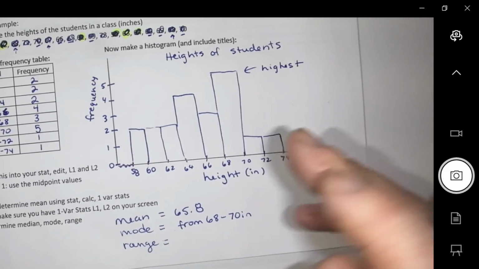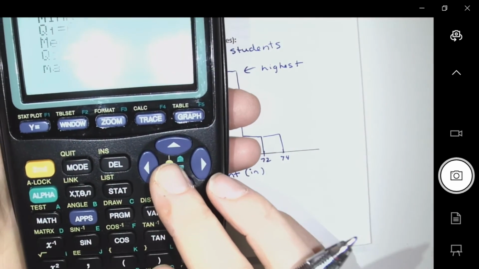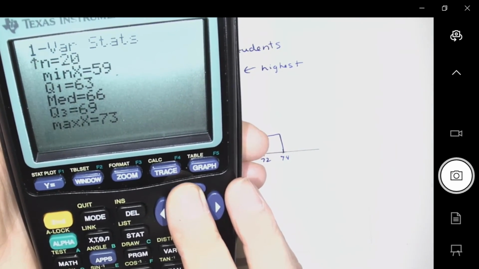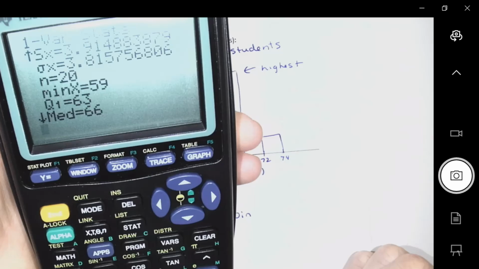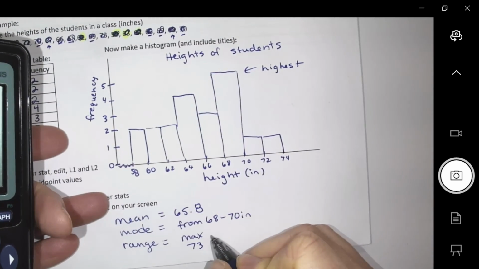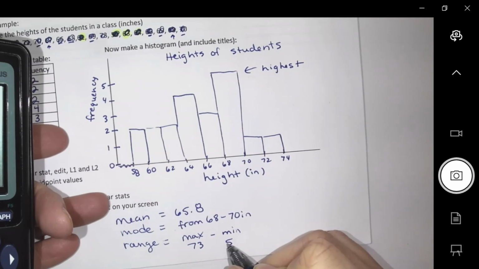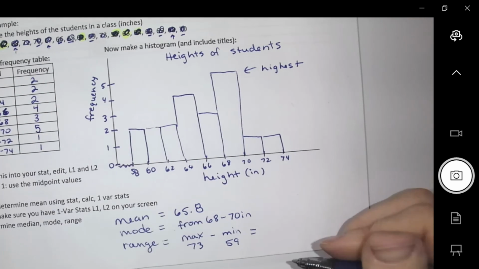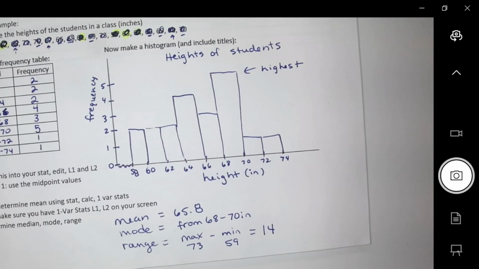And the range, so remember your calculator says the max is 73 and the min is 59. So the range is 14.